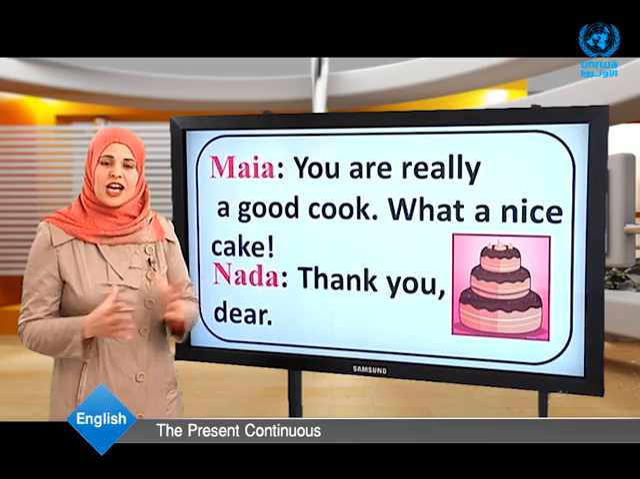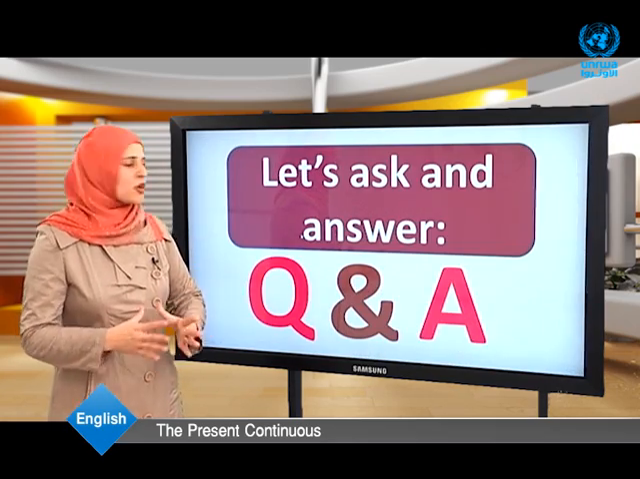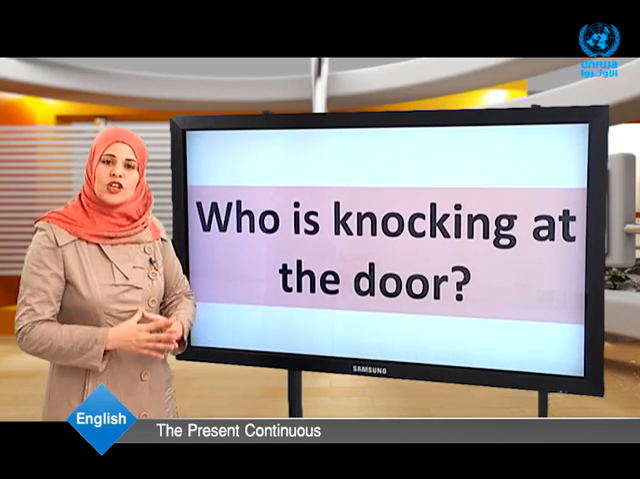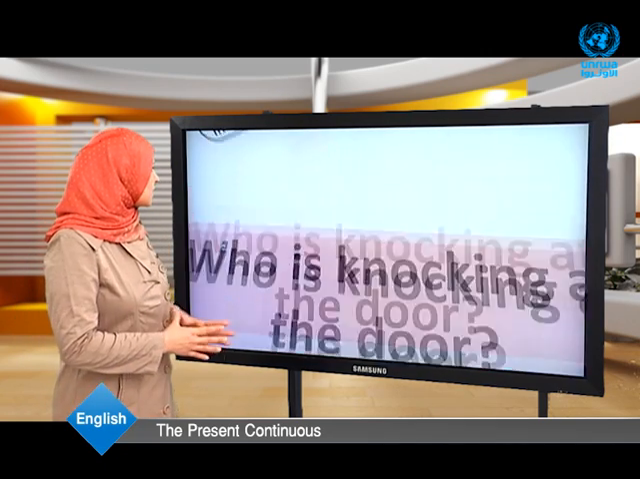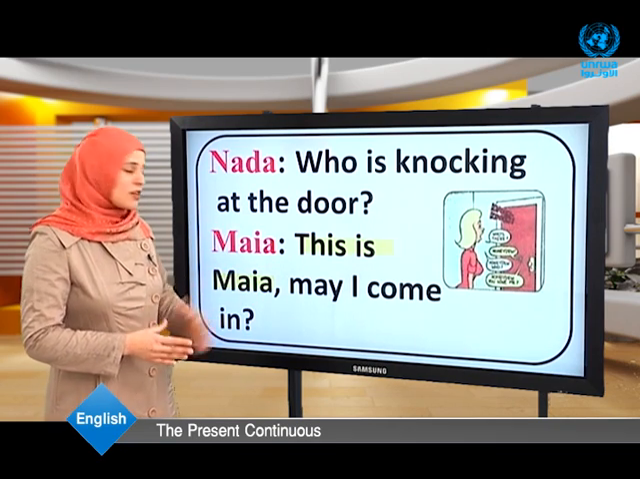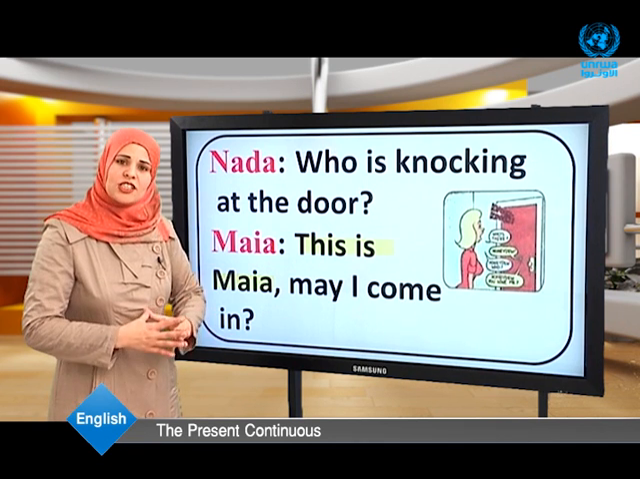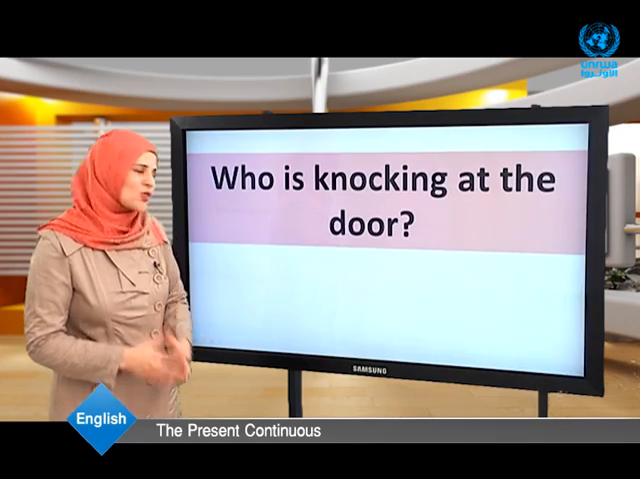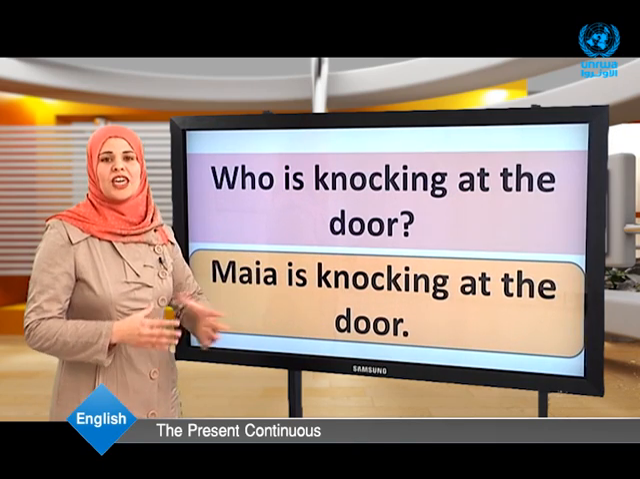Now, dear students, after we have read the dialogue twice, let's go through some questions. Our first question. Who is knocking at the door? Let's go back to the dialogue to find the answer. Look, in the dialogue, Nada asks who is knocking at the door. Maya answers, this is Maya. So, who is knocking at the door? Very good, you are. Maya is knocking at the door.